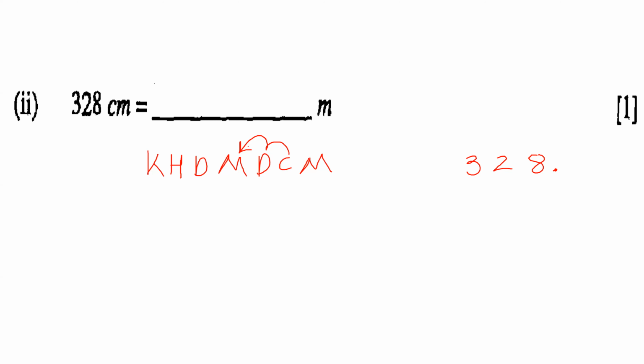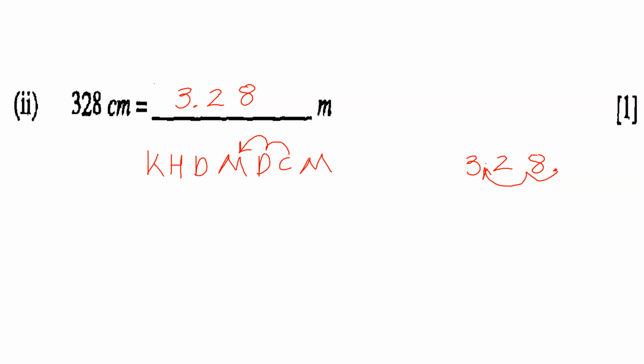So we move twice to the left. Not twice to the right, twice to the left. This is gonna be 1, 2. So we're gonna move over twice to the left. So it's gonna be 1 and 2. So this is where our decimal point is gonna be. So now we have 3. The answer is gonna be 3.28. So 328 centimeters is actually 3.28 meters.